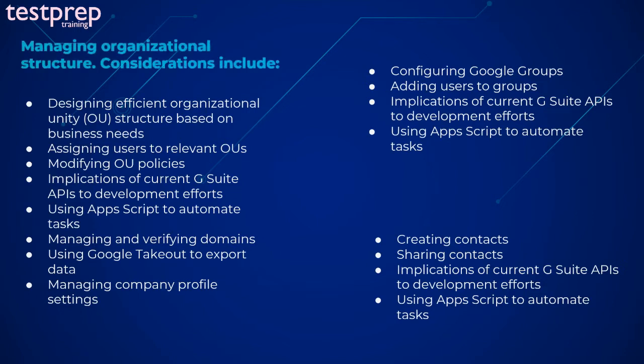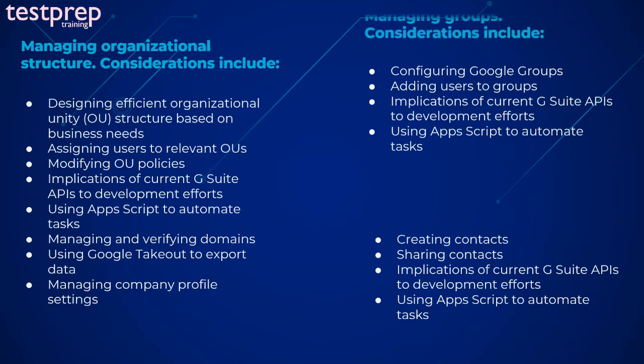Number 3, managing organizational structure. Considerations include 1. Designing efficient organizational unit structure based on business needs. 2. Assigning users to relevant OUs. 3. Modifying OU policies. 4. Implications of current G Suite APIs to development efforts. 5. Using Apps Script to automate tasks. 6. Managing and verifying domains. 7. Using Google Takeout to export data. 8. Managing company profile settings.